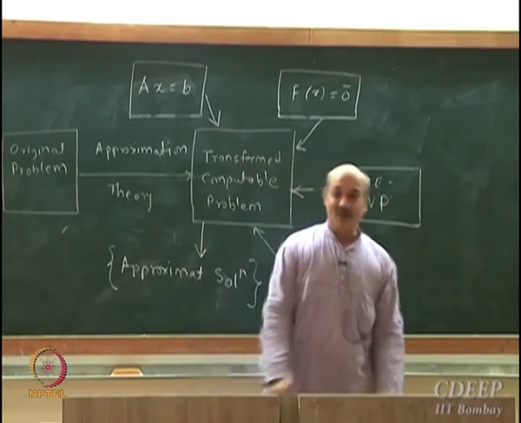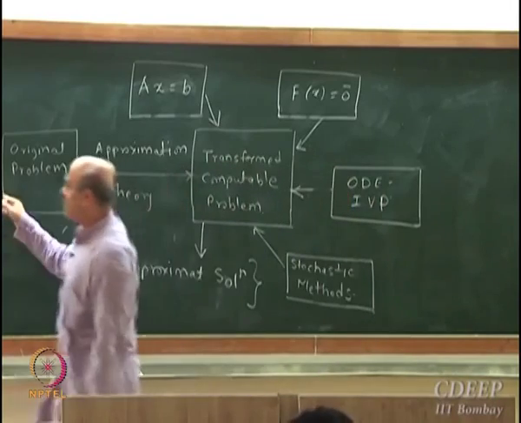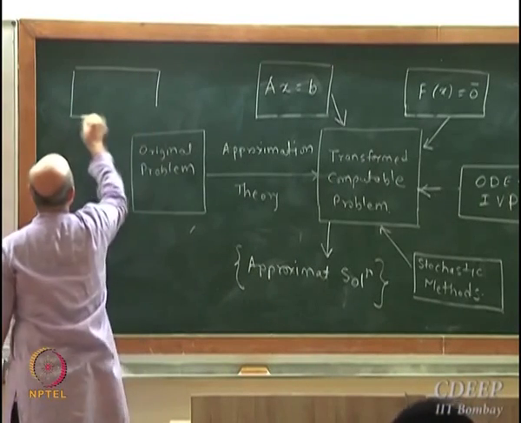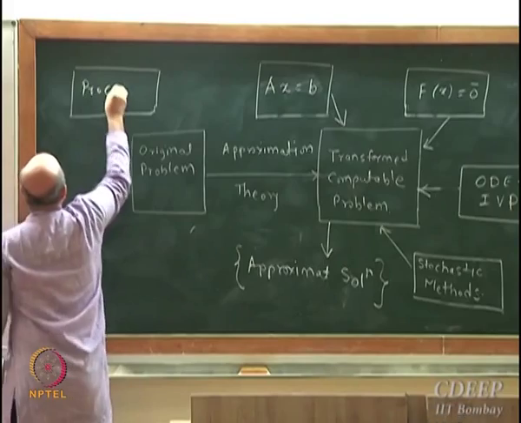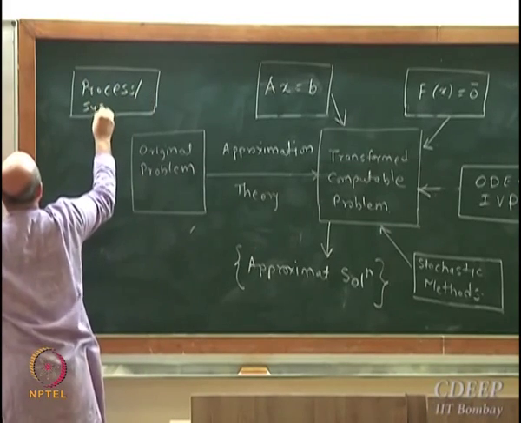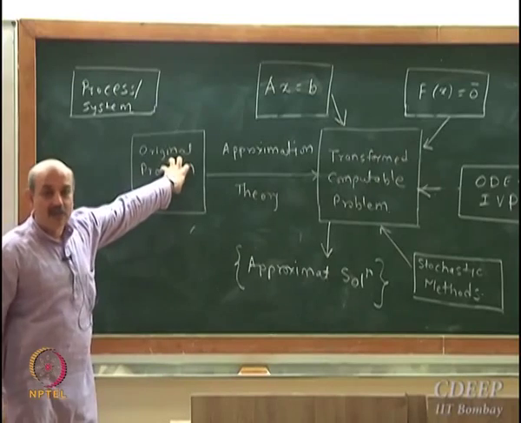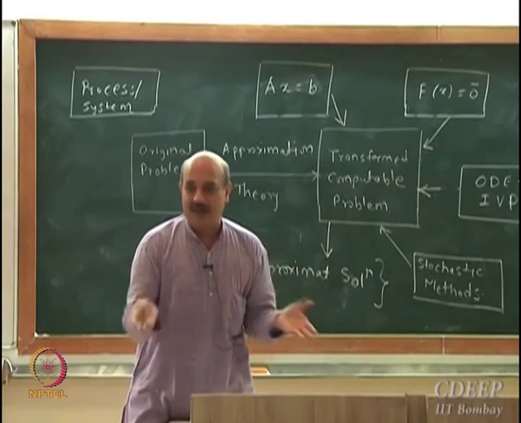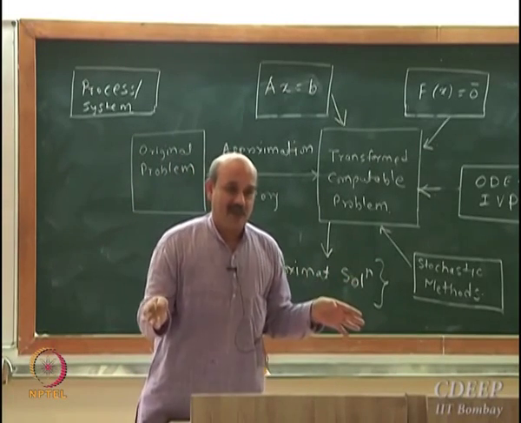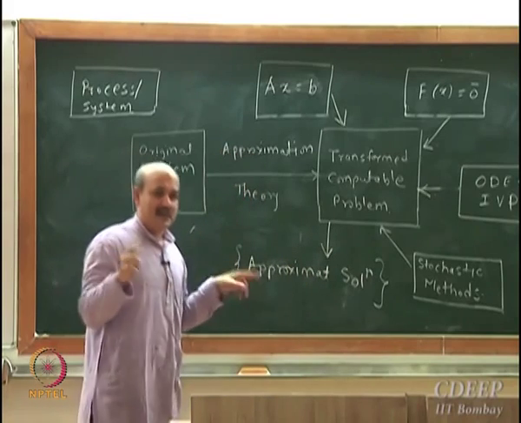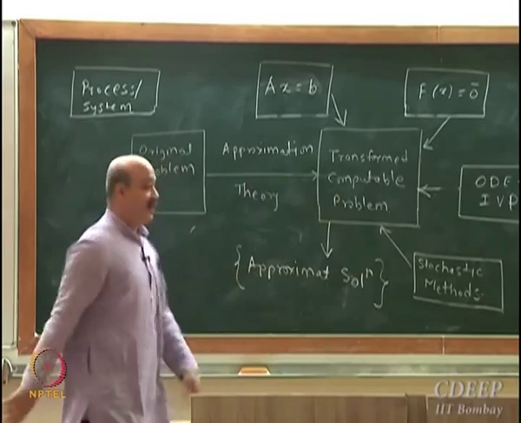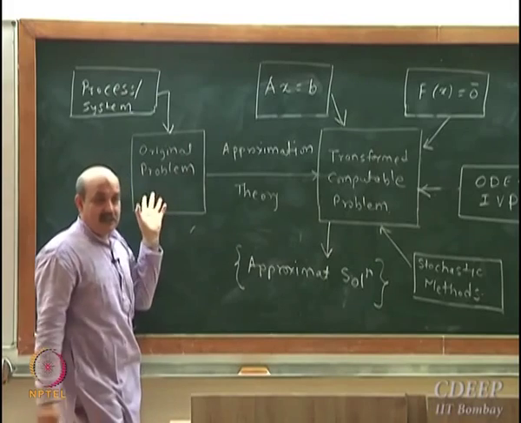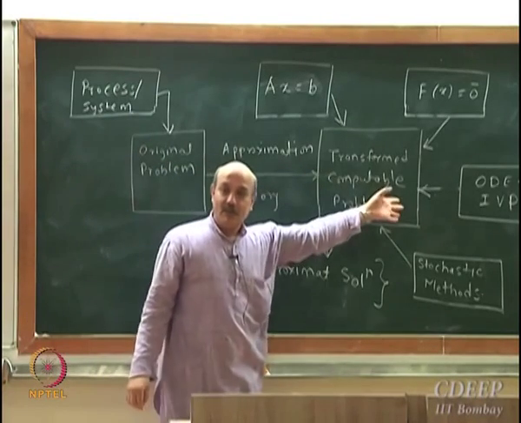Okay, well, there is one more approximation which I forgot. If you start with a real system, or a real process, when you write a mathematical model, that itself is an approximation. When I say that a reactor is like a CSTR, it is not a CSTR. Or when I say it is a PFR, it is not a perfect PFR. PFR and CSTR are idealized models which try to approximate the reality. So from here to here itself, there is an approximation. What we formulate here, we cannot solve exactly. So there is one more level of approximation.